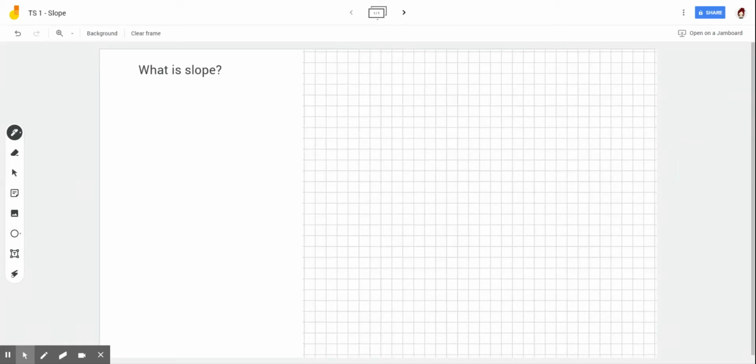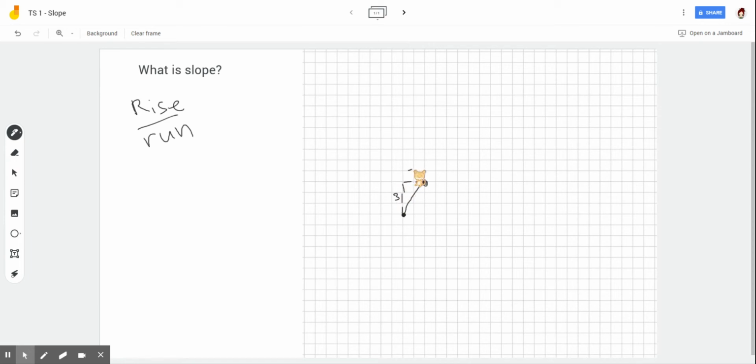All right, so we're going to talk about what is slope and how do you calculate slope. Hopefully most of you remember that slope is rise over run. So if I have a line that goes from here to here, my slope is that I rise 1, 2, 3, and then I run 2.